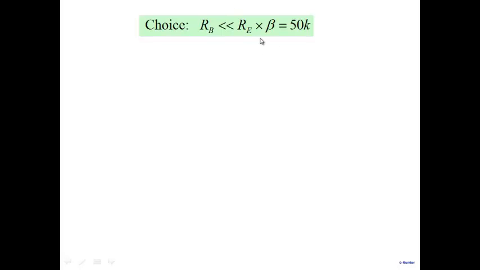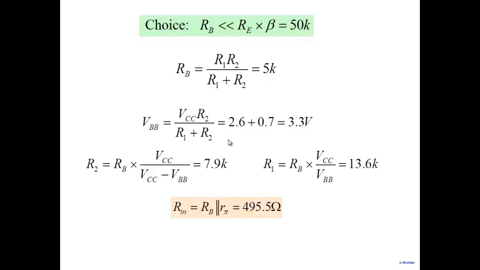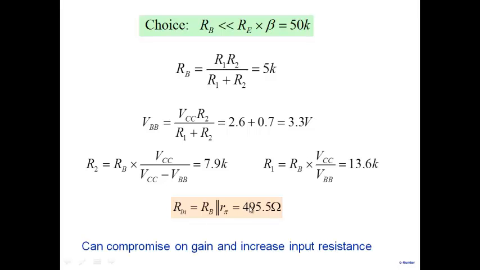And we've already seen how to design the bias circuitry here. We use the fact that RB must be much smaller than RE by beta here, and we go ahead and do all of this, which you have seen, and we get the values of R2 and R1. Okay. And if we calculate, nothing is specified about input resistance. If we calculate, we get a value of so much.